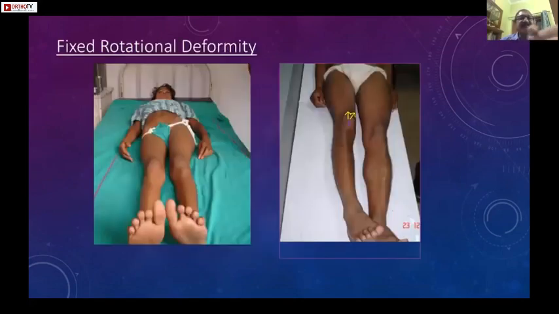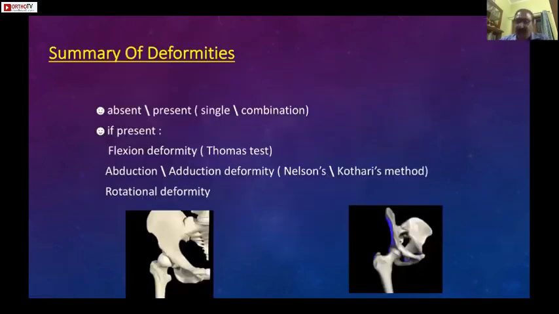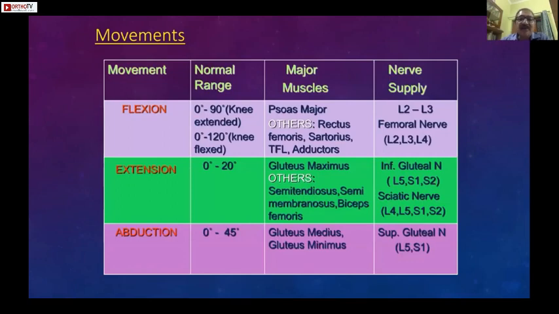Then measure the fixed rotational deformity, which can be gauged by seeing the position of the great toe, direction of the great toe, or by this method in which two lines are drawn. One is a plumb line, another is the line which is towards the roof from the center of the patella. This is a summary of the deformities. Movements we have to see.